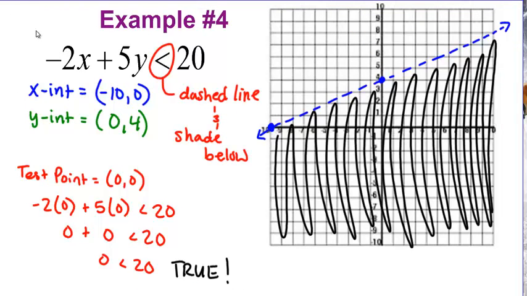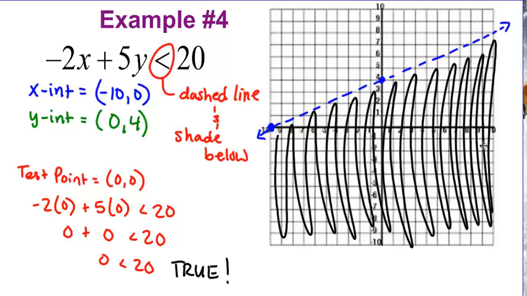Our last example is another standard form example where we have negative 2x plus 5y is less than 20. Here, we know it's going to be a dashed line because it's strictly less than. So we have our dashed line graphed through our x- and y-intercepts, our x-intercept being (-10, 0), and our y-intercept being the point (0, 4). And since it's less than, we know we're going to shade below the line.